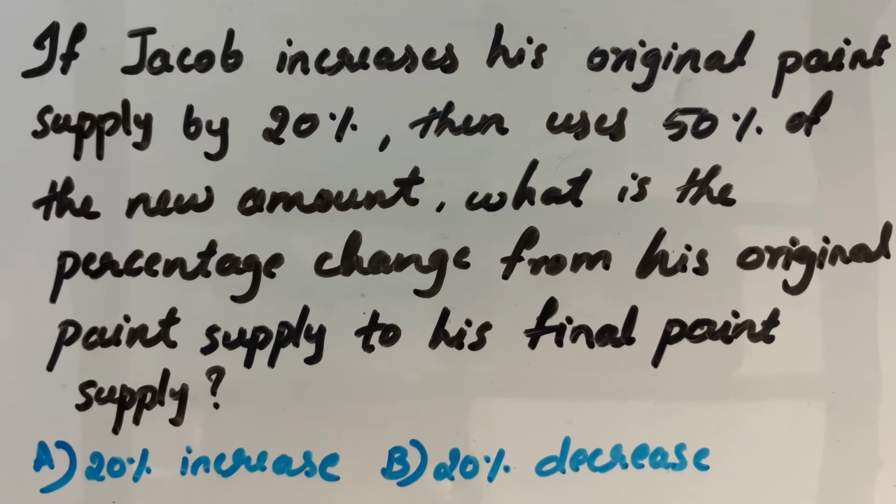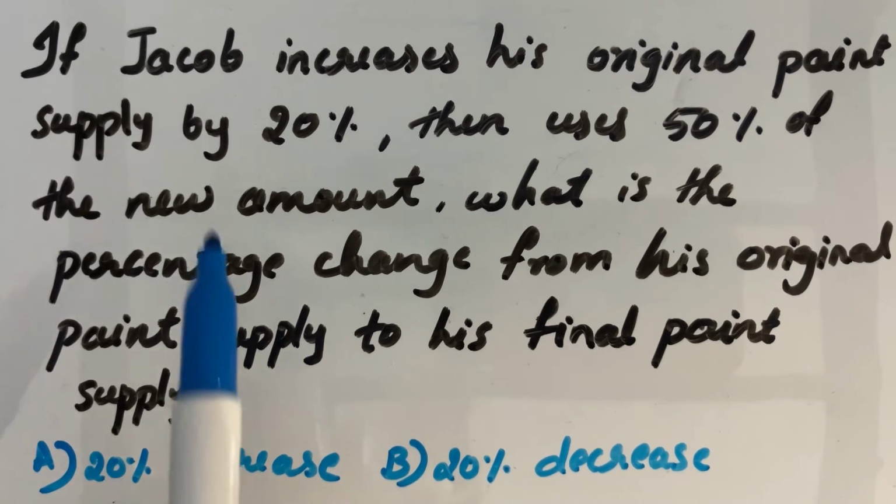If Jacob increases his original paint supply by 20%, then uses 50% of the new amount, what is the percentage change from his original paint supply to his final paint supply? Options are 20% increase, 20% decrease, 40% increase, 40% decrease.